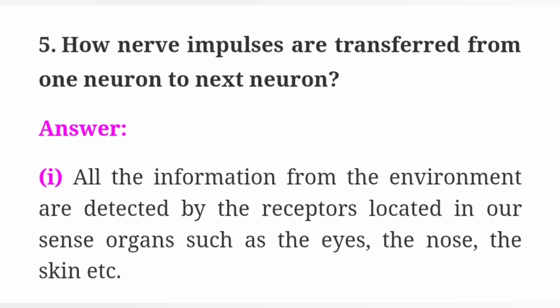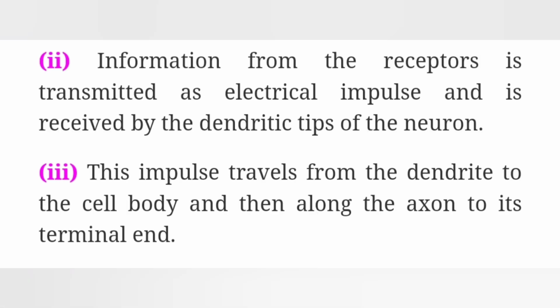Fifth question, how are nerve impulses transferred from one neuron to the next neuron? Answer, first point, all the information from the environment is detected by the receptors located in our sense organs such as the eye, the nose, the skin, etc. Second point, information from the receptors is transmitted as electrical impulse and is received by the dendritic tip of the neuron.